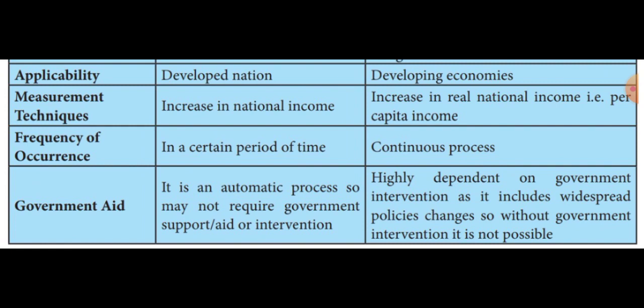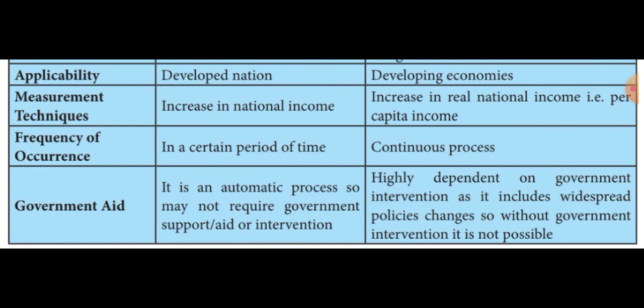Economic growth increases the national income. Economic development increases real national income, for example per capita income. Then frequency of occurrence. Economic growth we will find out in a certain period of time, but economic development is a continuous process. Continuously it will happen.